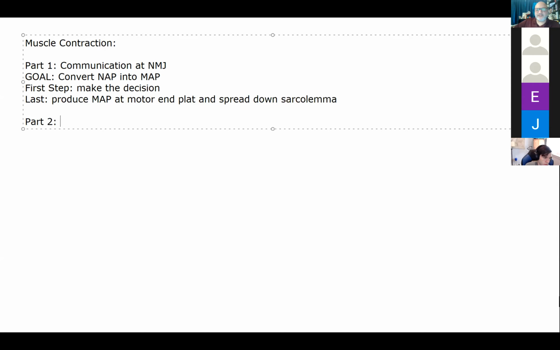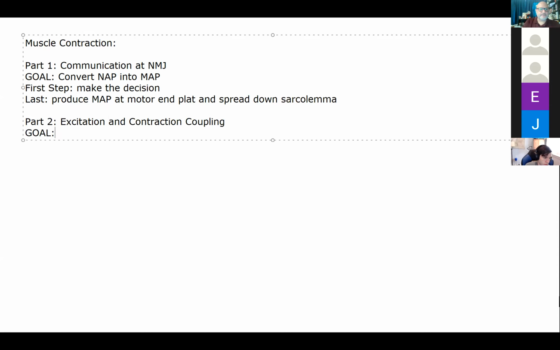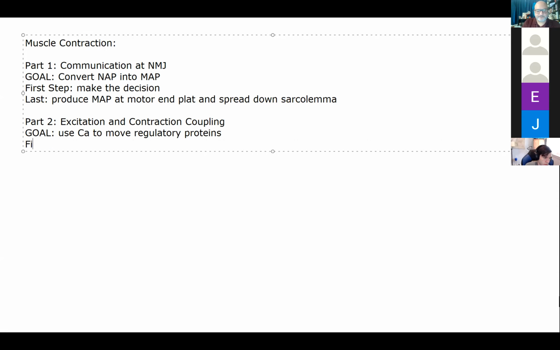Come on, we keep beating this dead horse over and over again, so hopefully these answers get easier as we go through them. What is part 2 of a muscle contraction? We just literally finished going over it. Excitation-contraction coupling. There you go. Excellent. Goal? Use calcium to move regulatory protein. Excellent. What's the first step?